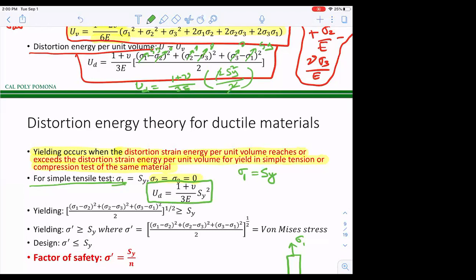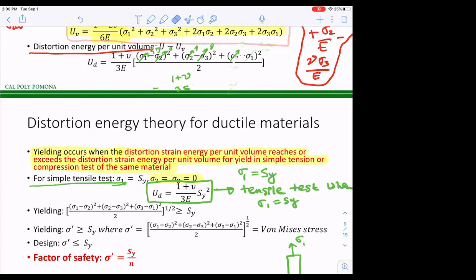This formula is only in the case of the tensile test, when sigma 1 is equal to yield strength. This is the distortion energy in a tensile test when the applied stress becomes equal to your yield strength. Now the distortion energy theory tells you that for your structure, I'm going to erase all of this.